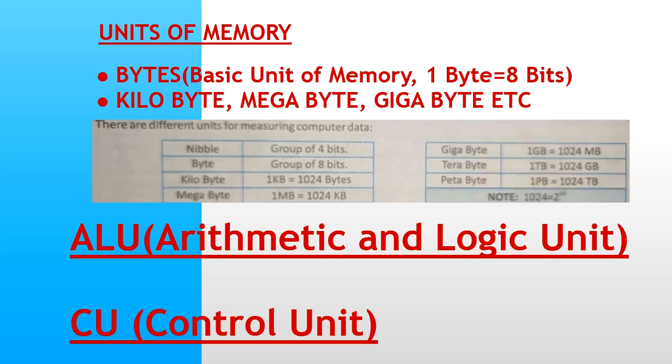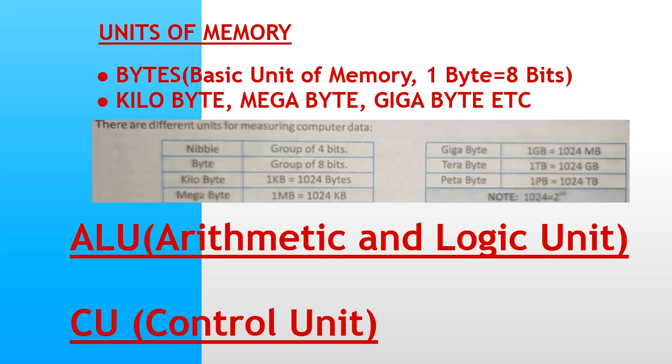Like any other thing, the memory also needs to be measured. The basic units of measurement of memory are bytes, bits, kilobyte, megabyte, gigabyte, etc. 1 byte is equal to 8 bits. Now 1 kilobyte is equal to 1024 bytes. Then 1 megabyte is equal to 1024 kilobytes, and so on. You can refer to the table. 1024 is equal to 2 to the power 10.